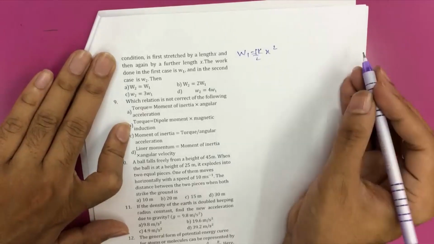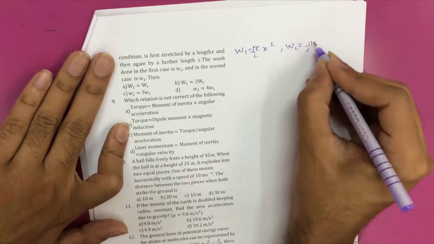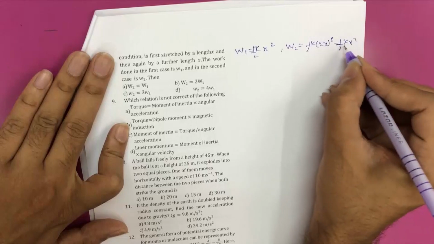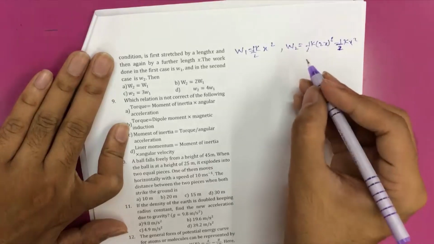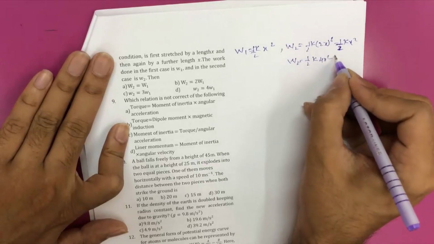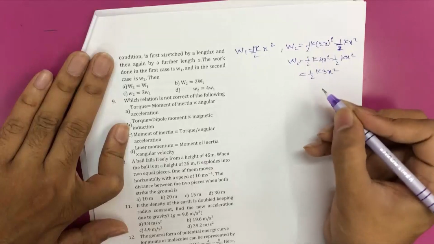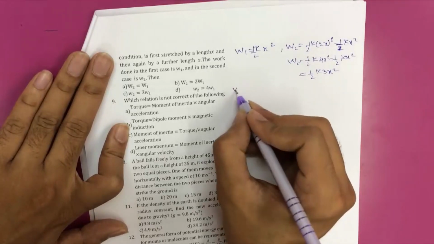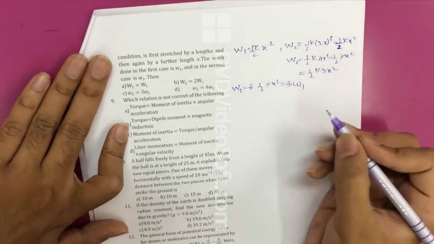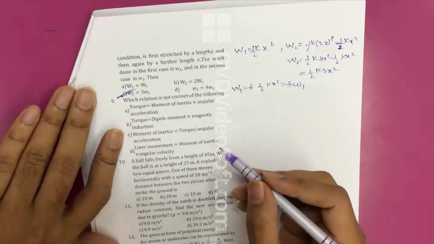Work done in further pulling the spring, that is W2, would be half k (2x) square minus half k x square. So your W2 would be half k 4x square minus half k x square, that is half k 3x square. So W2 is equal to 3 times half k x square, that is basically 3 times W1. So your correct answer is option C.